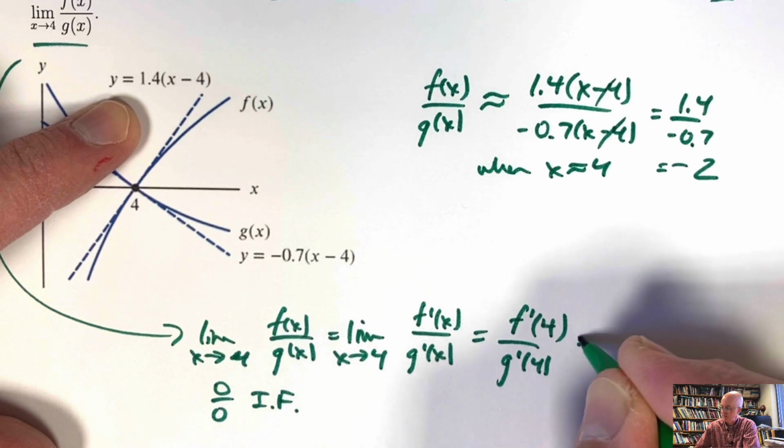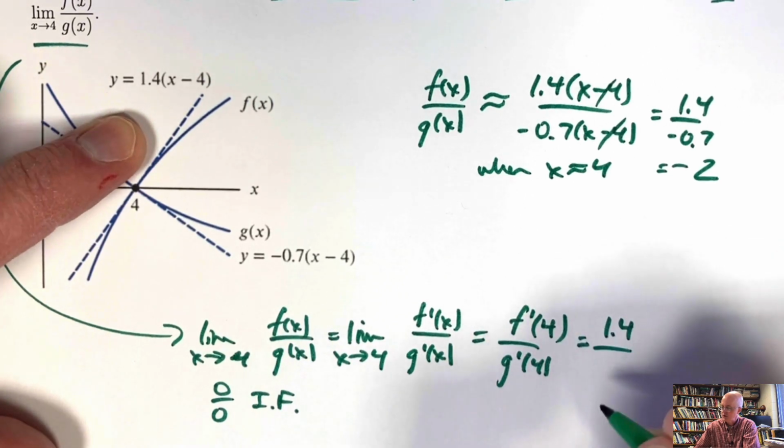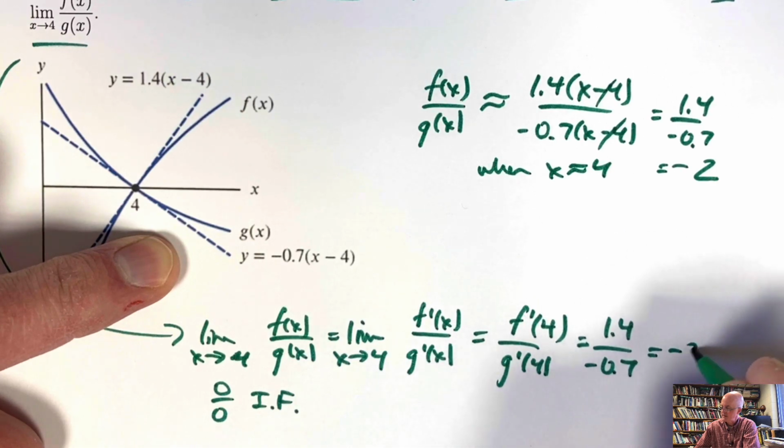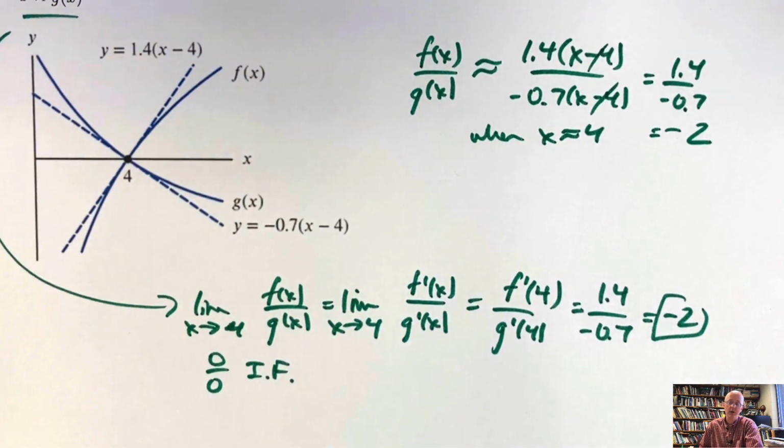f prime of 4 is the slope of the tangent line, which is 1.4. g prime of 4 is the slope of this tangent line, which is negative 0.7. So in the end, we still get negative 2, and that would be how to use L'Hopital's rule to solve that problem.